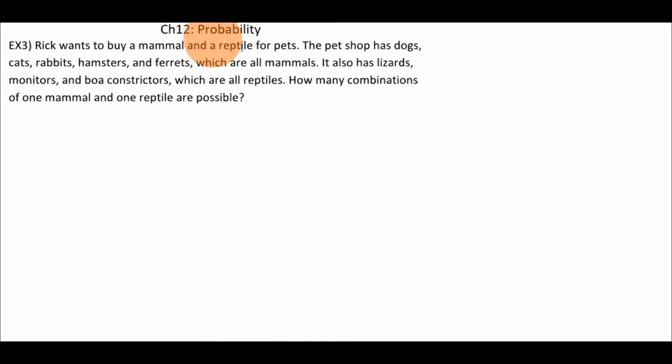Let's go ahead and highlight key information. I'm going to highlight dogs, cats, rabbits, hamsters, and ferrets. I'm going to highlight them all the same color because they're mammals. Now let's go ahead and highlight lizards, monitors, and boa constrictors. I'm highlighting them a different color because they're all reptiles.